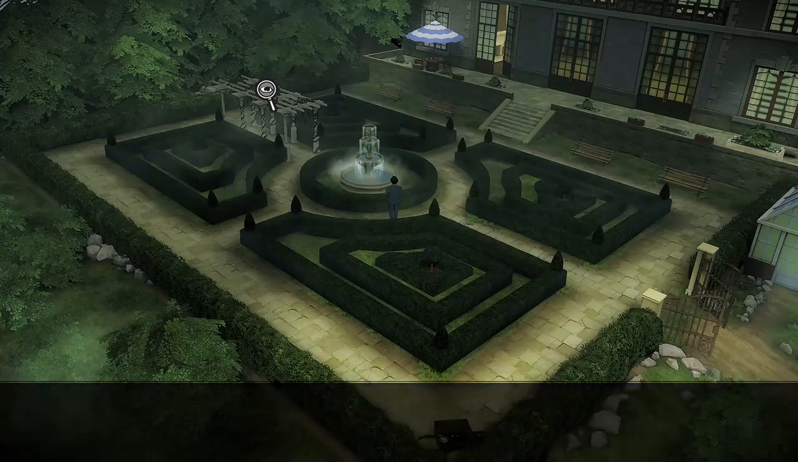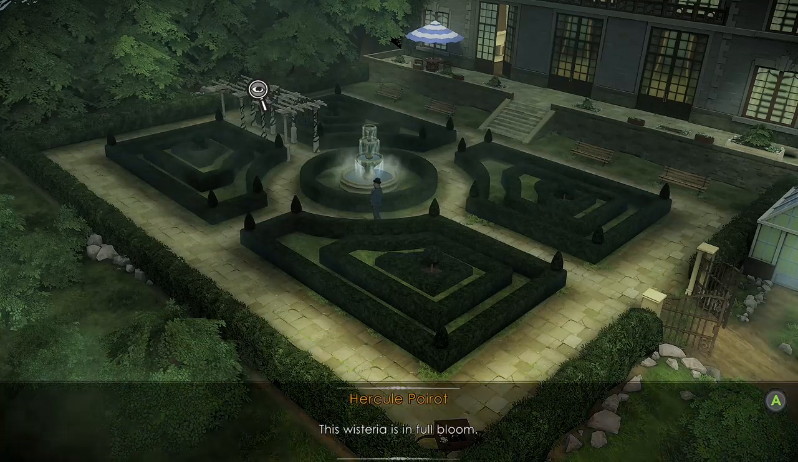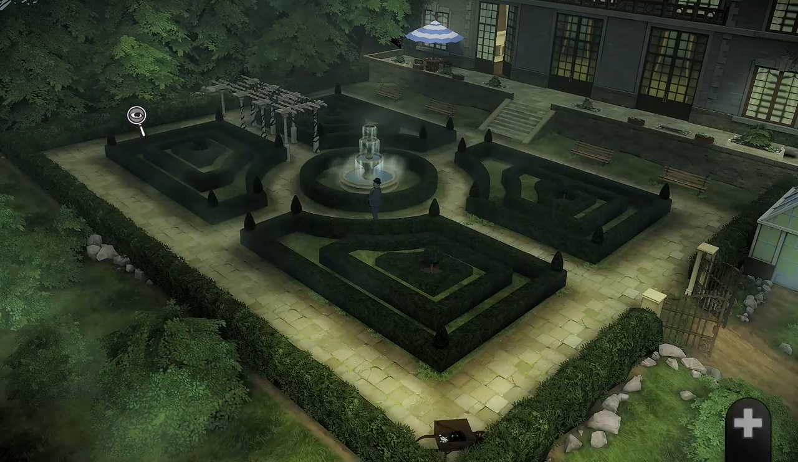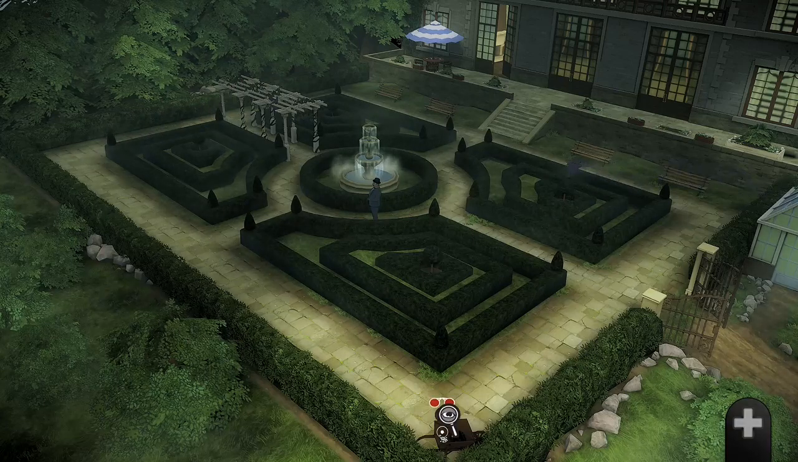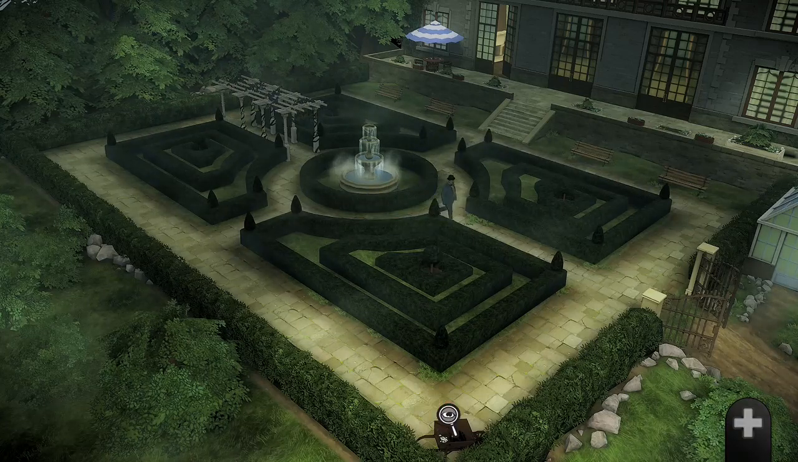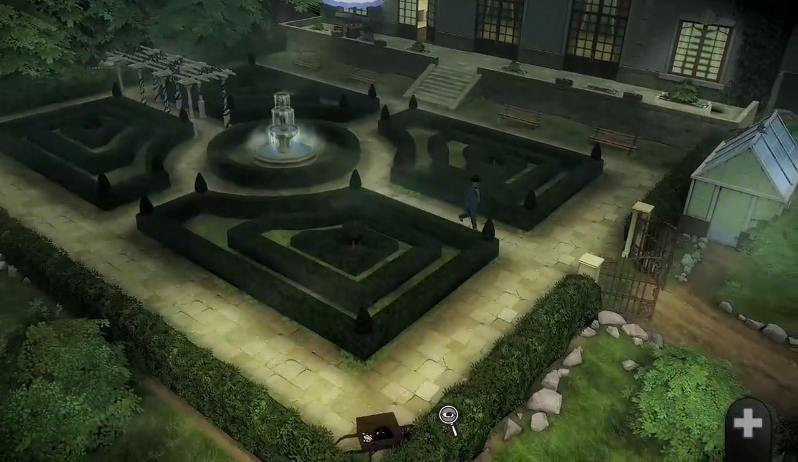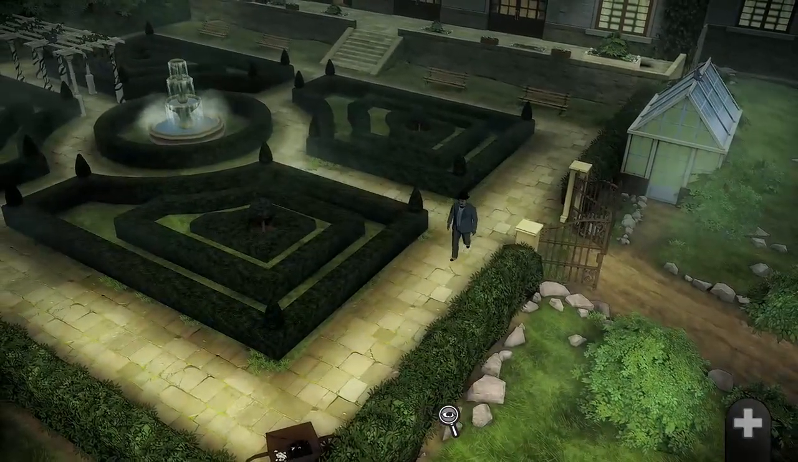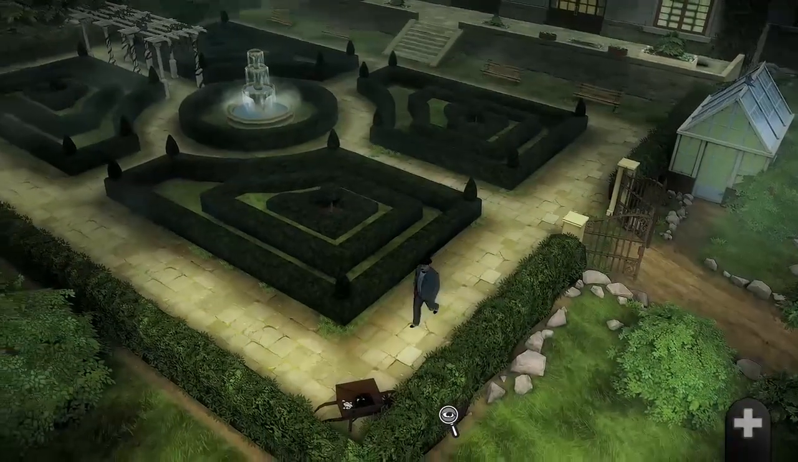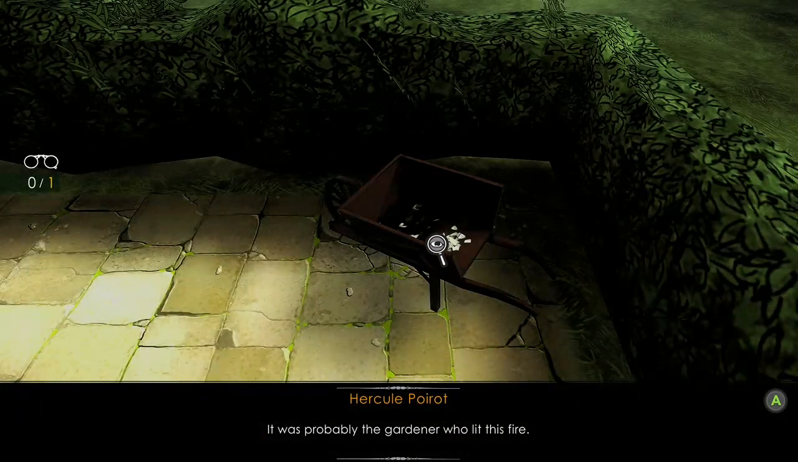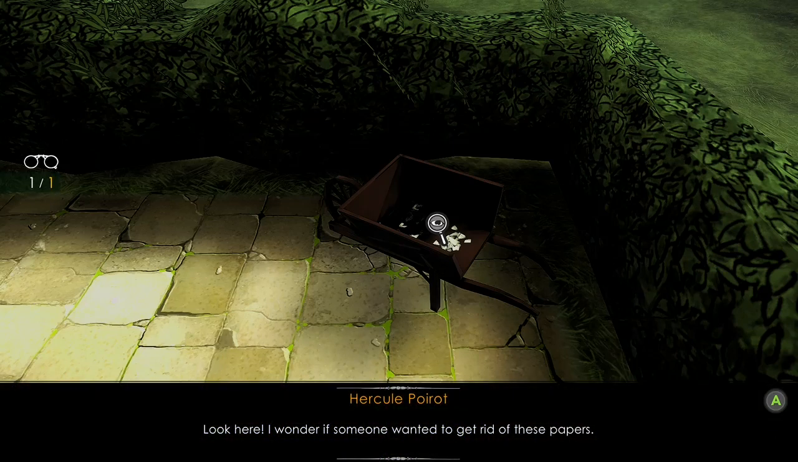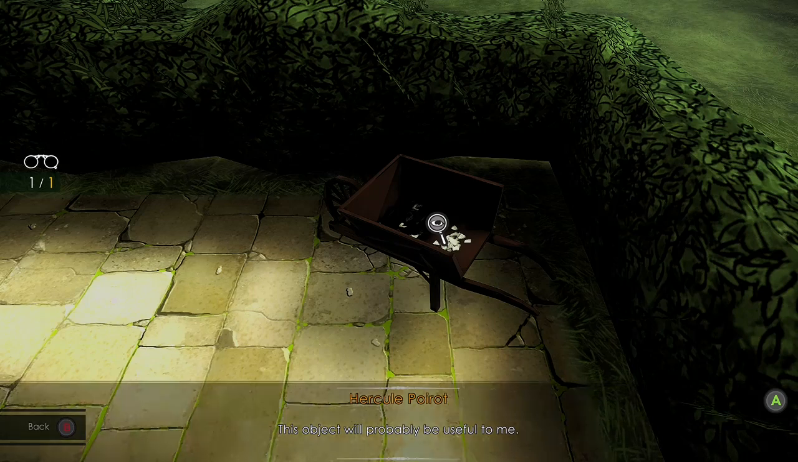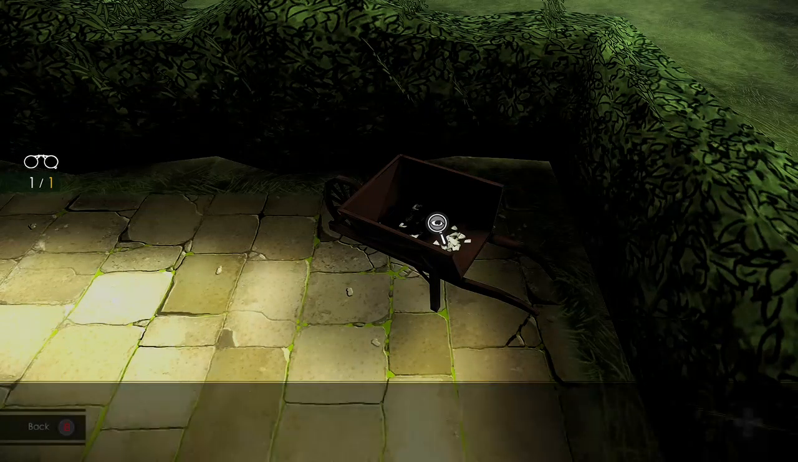This fountain makes... This wisteria is in... It was probably the gardener who lit this fire. Look here. I wonder if someone wanted to get rid of these papers. This would probably be useful to me.